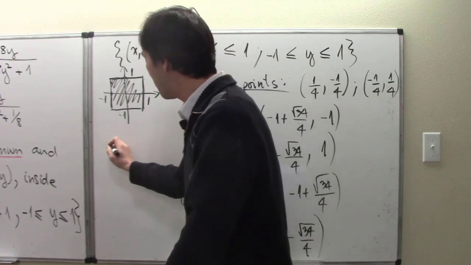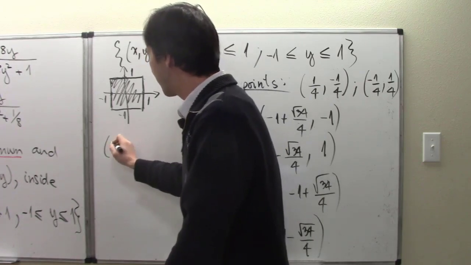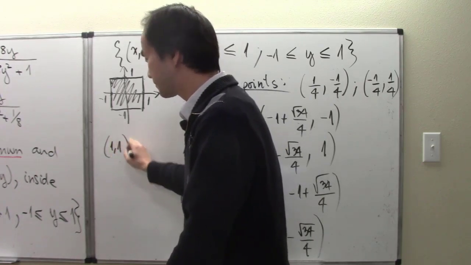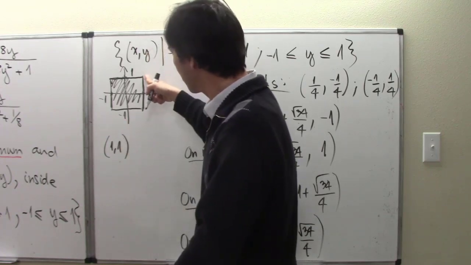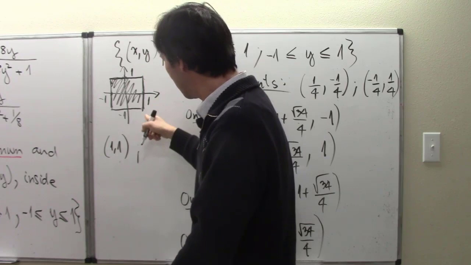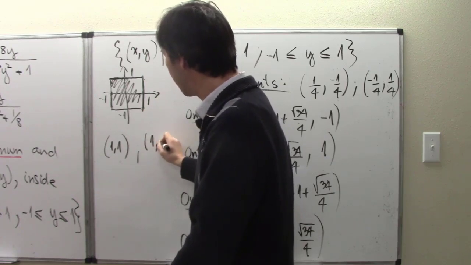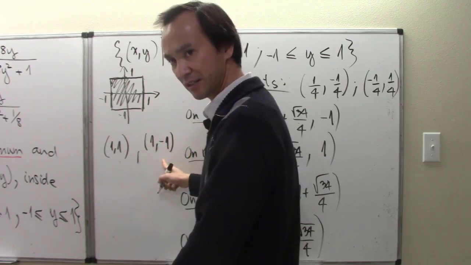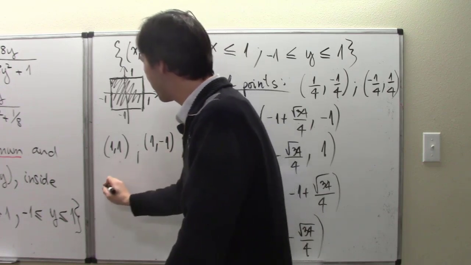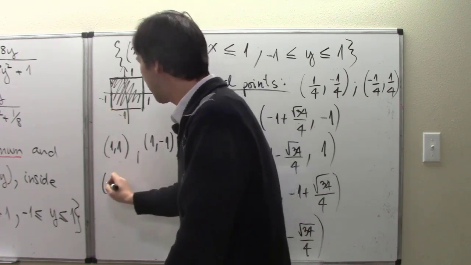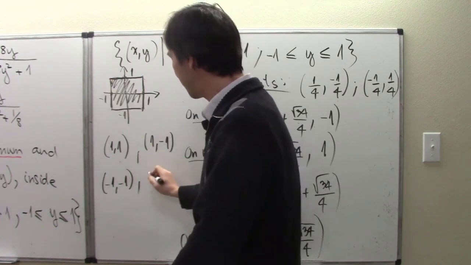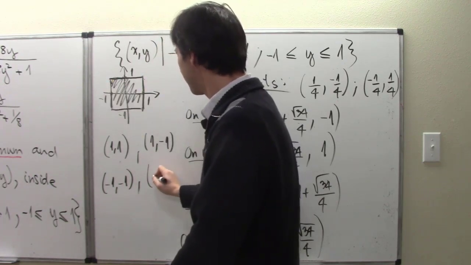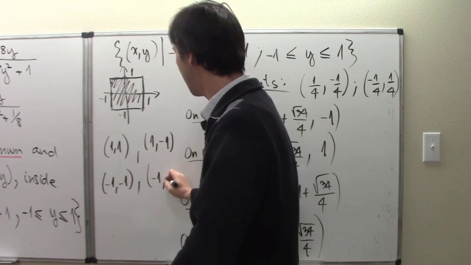So I got 1 point here as being at 1, 1. That's where the 2 edges meet, 1, 1. And then there's another one right here, 1 comma negative 1. We got to check the function value at that point too. And there's another one here, negative 1, negative 1. And we got the last one here, yes, negative 1, comma 1.